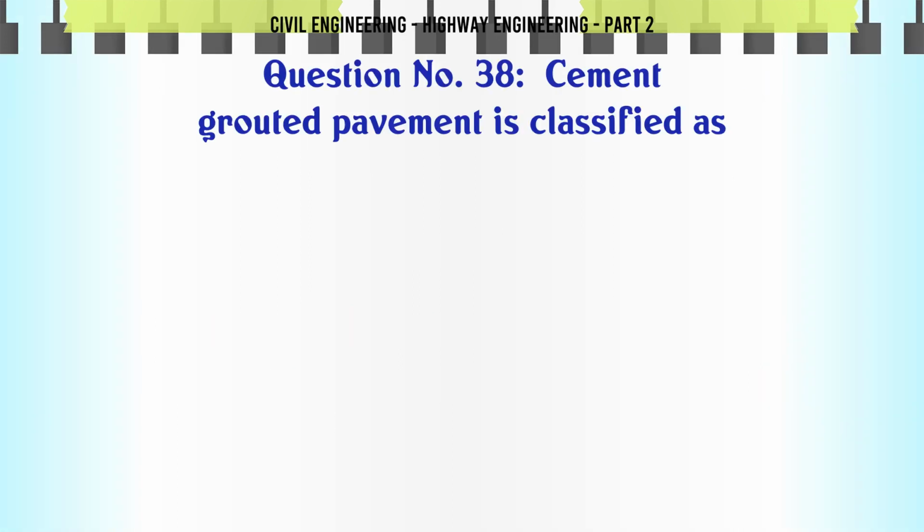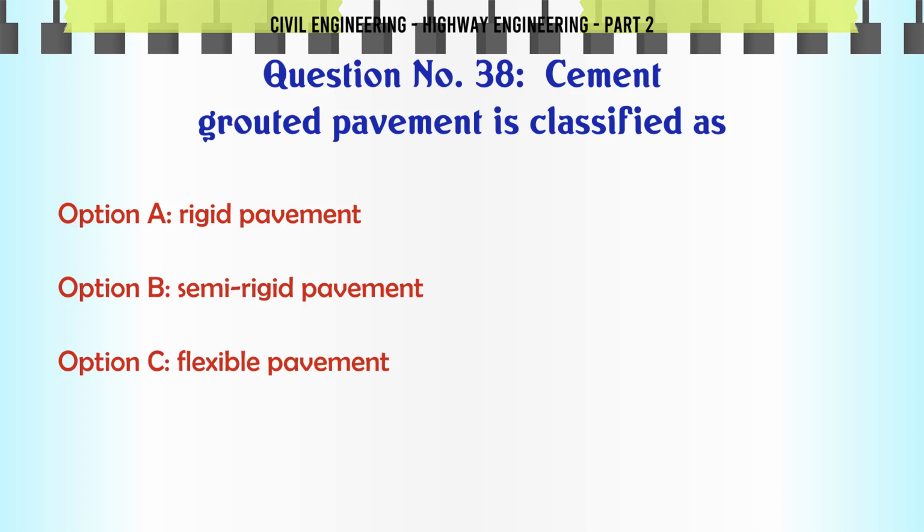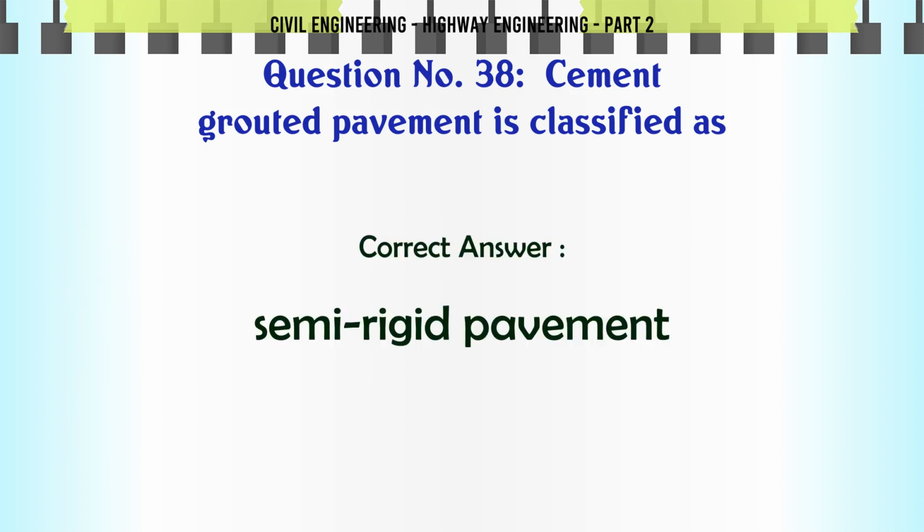Cement grouted pavement is classified as A. rigid pavement, B. semi-rigid pavement, C. flexible pavement, D. none of these. The correct answer is semi-rigid pavement.